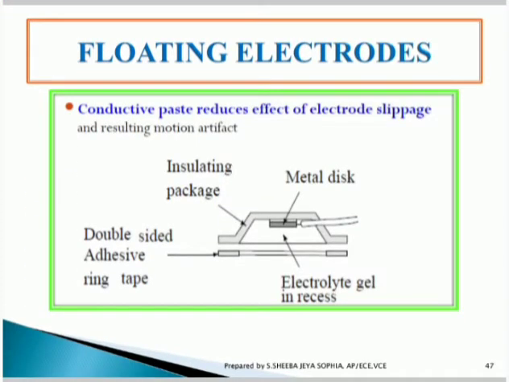Floating electrodes are also available, where conductive paste reduces the effect of electrode slippage. That is, even when we place the electrode on the human body, it may move to some other place due to its slippery nature. Floating electrodes avoid this type of problem, and they float in the particular area when we are immersing them in the human body. For example, if you are measuring blood or any liquid content, you can go for floating electrodes.